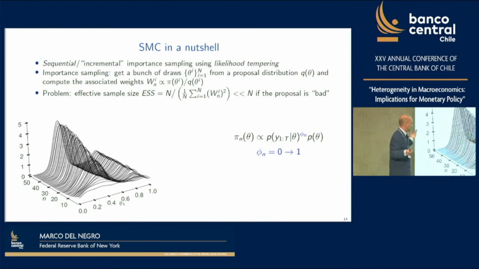And as you can imagine, with a handful of draws, no robust inference can be conducted. Okay, so what's the idea of this sequential Monte Carlo?